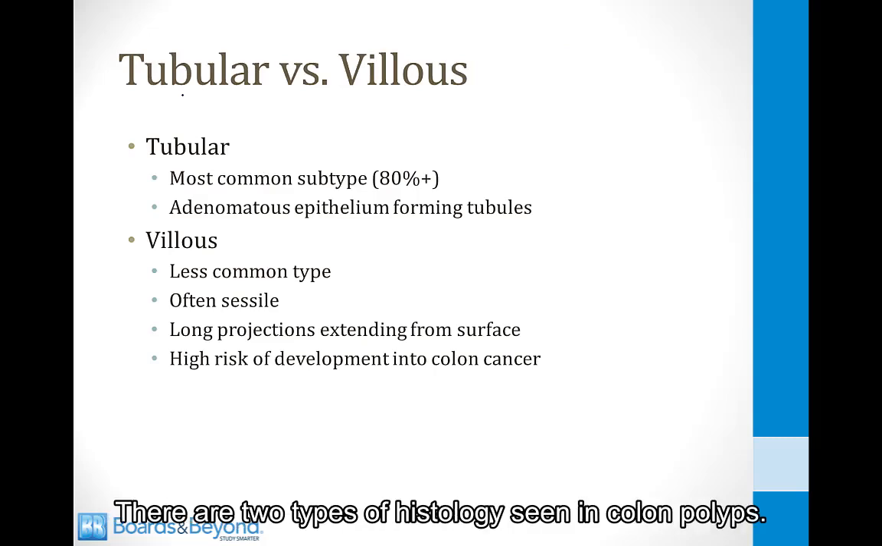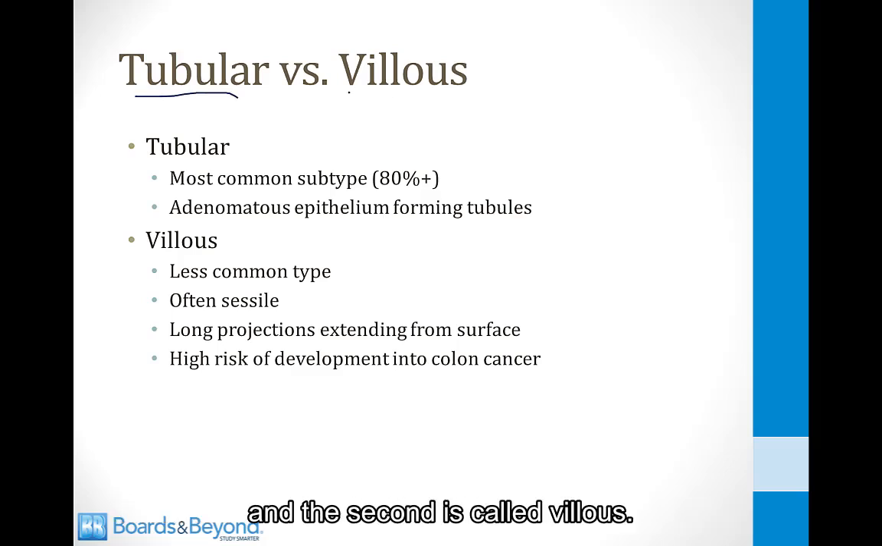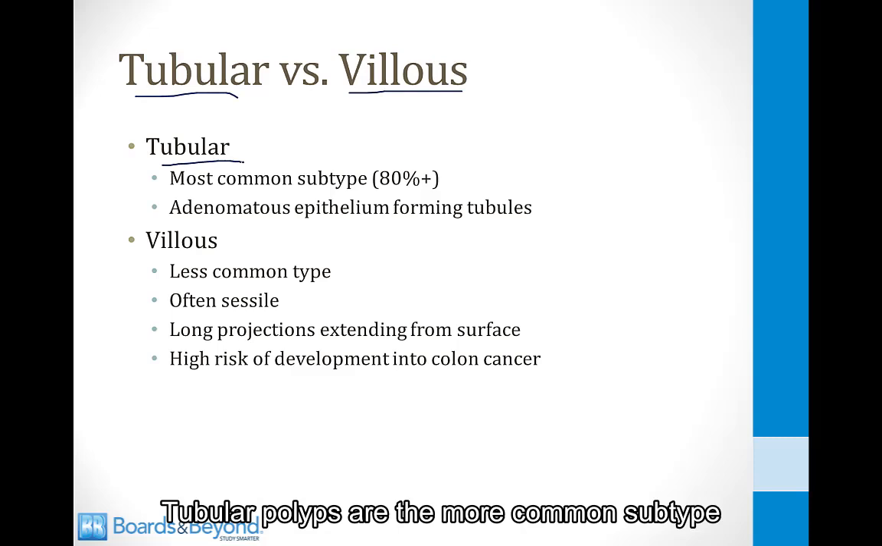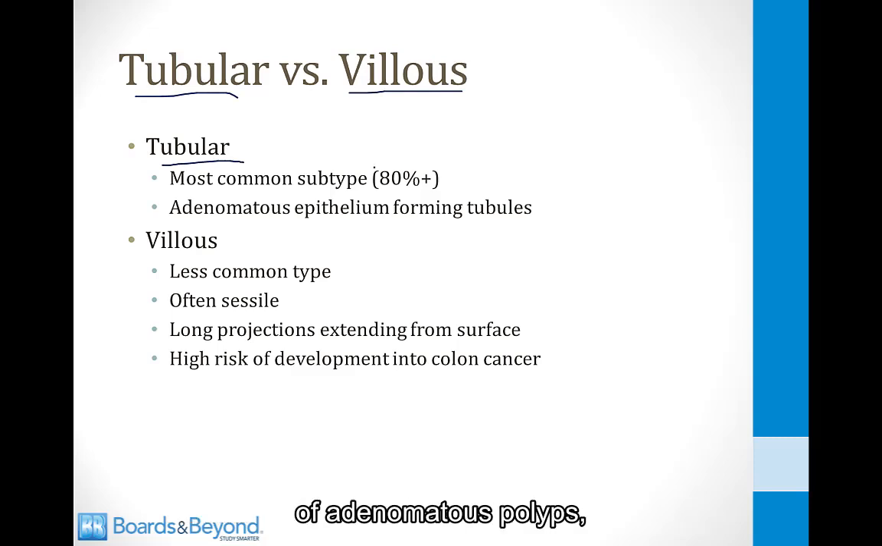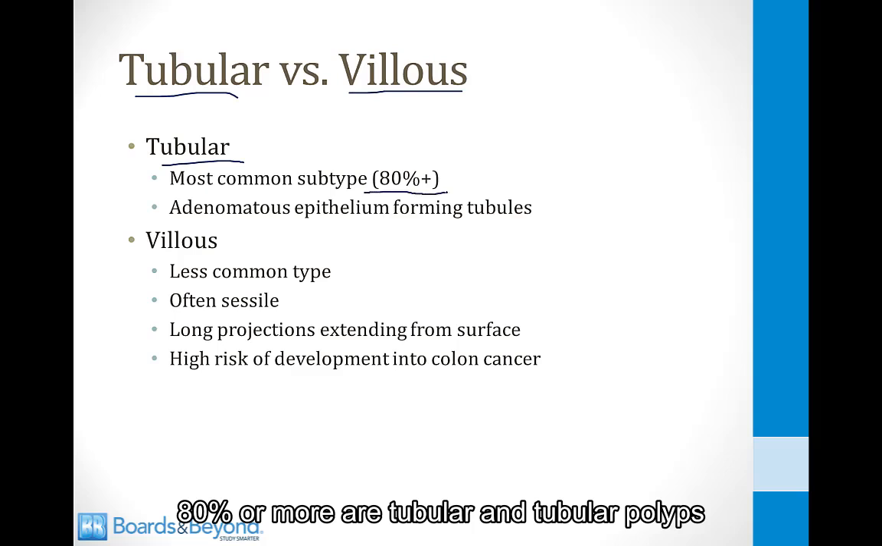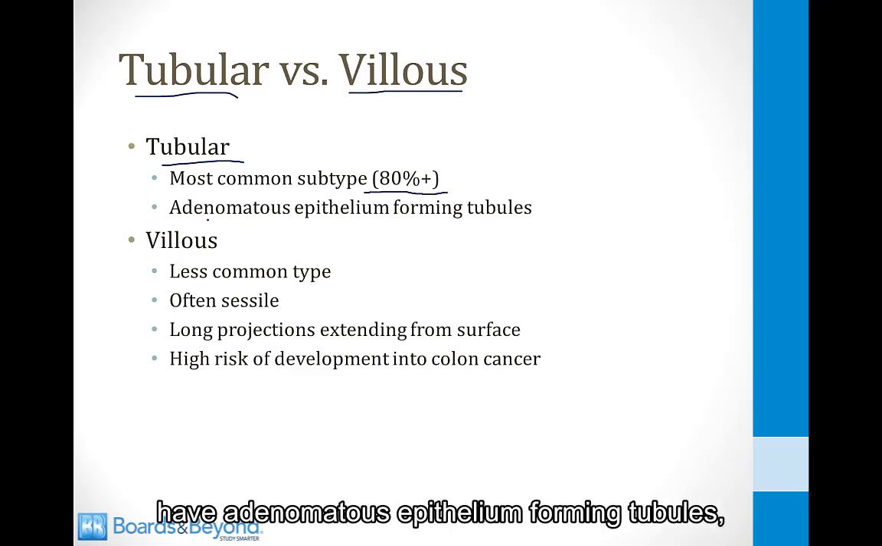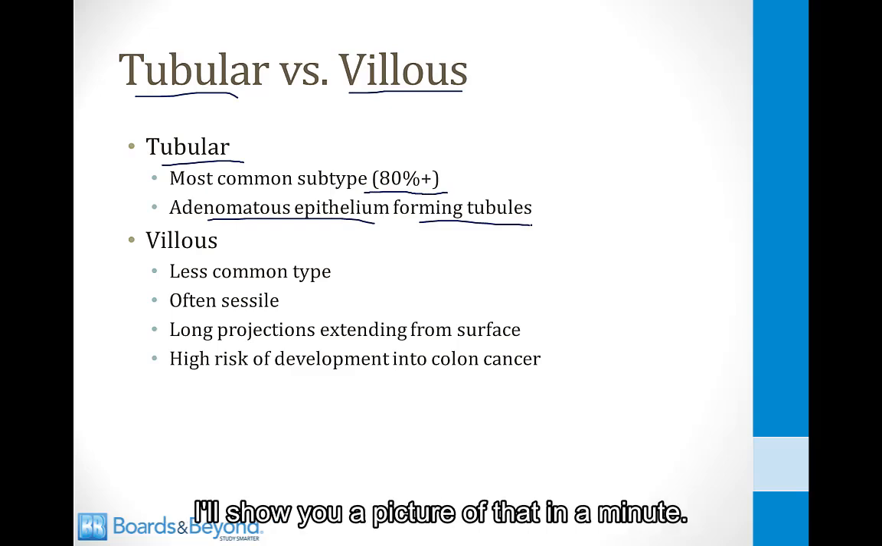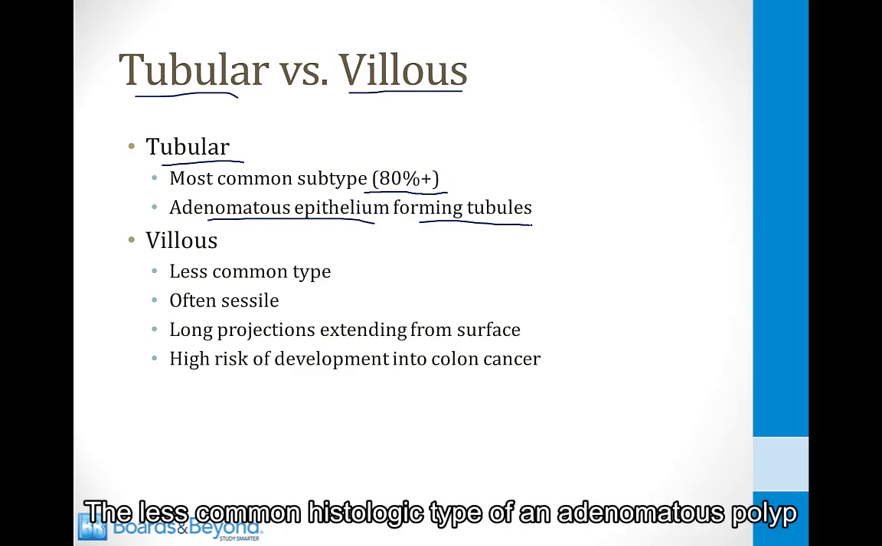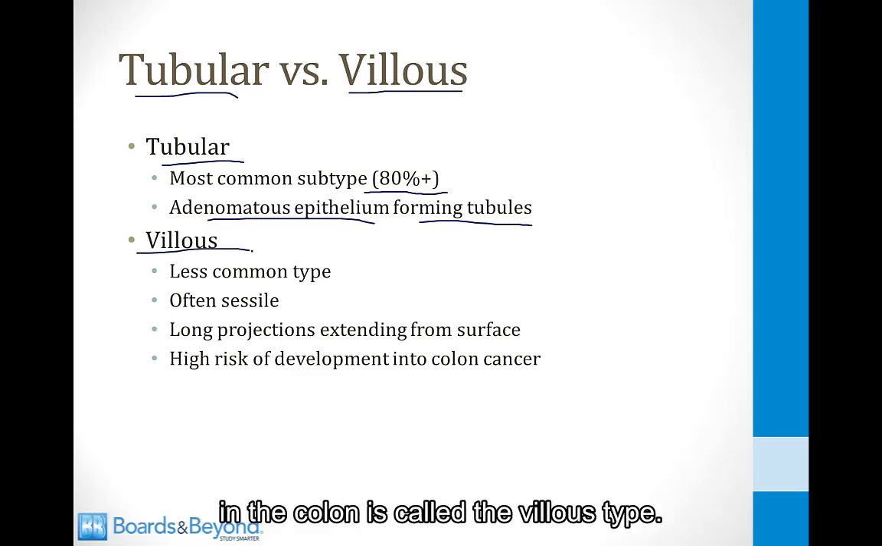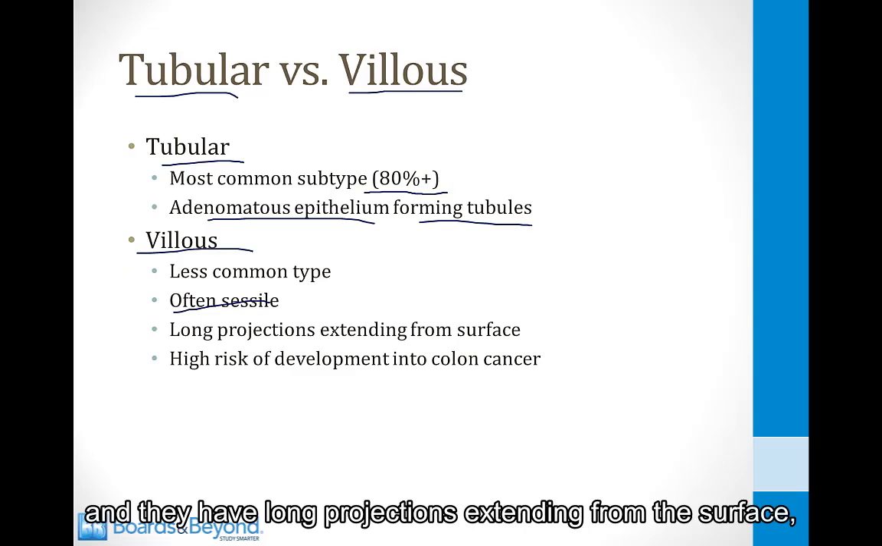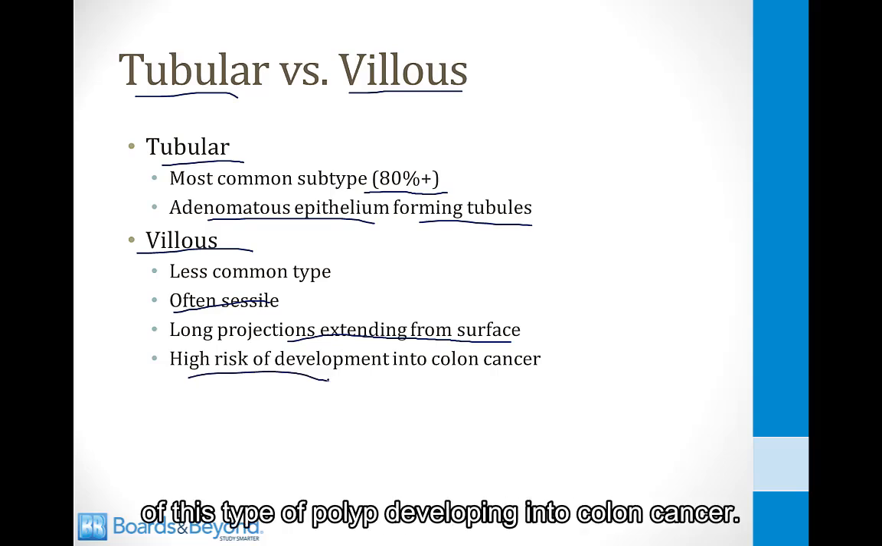There are two types of histology seen in colon polyps. The first is called tubular and the second is called villus. Tubular polyps are the more common subtype of adenomatous polyps. 80% or more are tubular, and tubular polyps have adenomatous epithelium forming tubules. I'll show you a picture of that in a minute. The less common histologic type of an adenomatous polyp in the colon is called the villus type. These are often sessile and they have long projections extending from the surface, and there's a very high risk of this type of polyp developing into colon cancer.